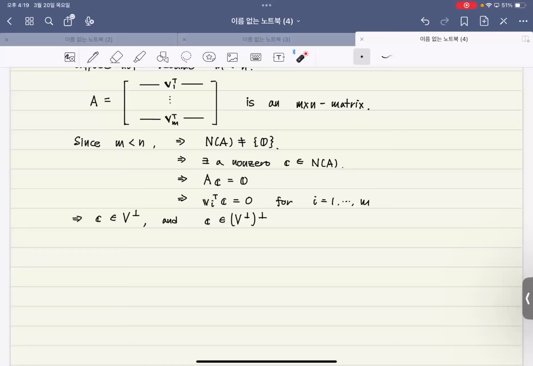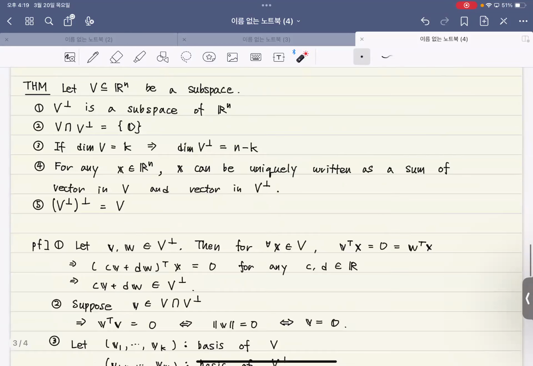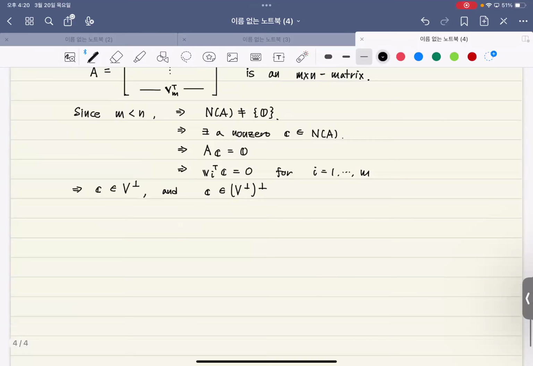But however, if you believe in statement number 2, for any subspace, the space and the subspace and its orthogonal complement only share the 0 vector. So this implies that, clearly, this C lies in the intersection of V perp and V perp perp. It has to be the zero vector, which is a contradiction. Okay.